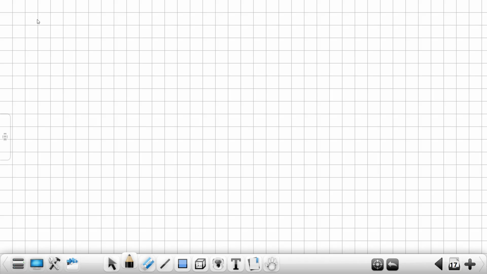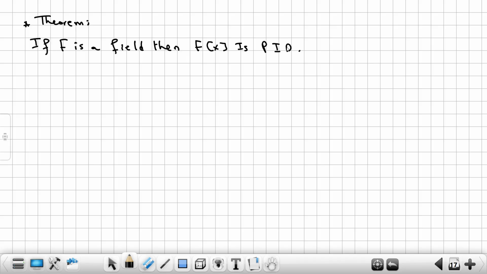Another theorem. If F is a field, then F[x] is a principal ideal domain. What do you mean by principal ideal domain? It means that F[x] is an integral domain, so that every ideal in F[x] is principal. What do you mean by every ideal in F[x] is principal?